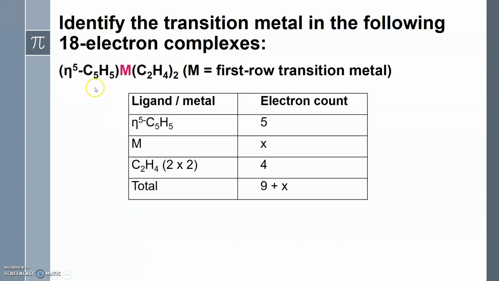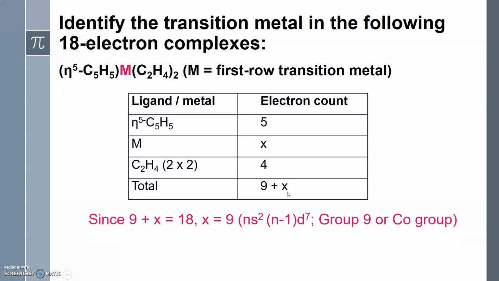Now let us do the electron count. C5H5 is the cyclopentadienyl anion. All 5 carbons are attached to the metal, so the electron count is 5. The metal electron count is X, and this is ethylene. Ethylene has one double bond with an electron contribution of 2. There are 2 ethylene ligands, so 4. So the total electron count is 9 plus X, because there is no charge. So 9 plus X is equal to 18, which means X is equal to 9.